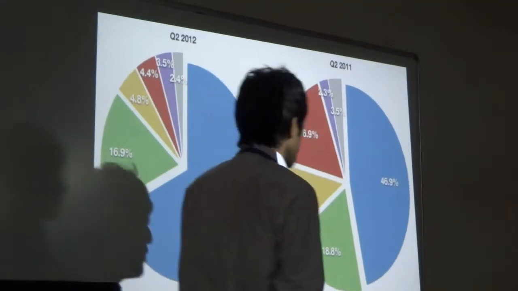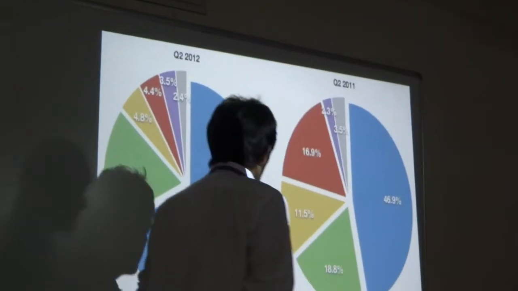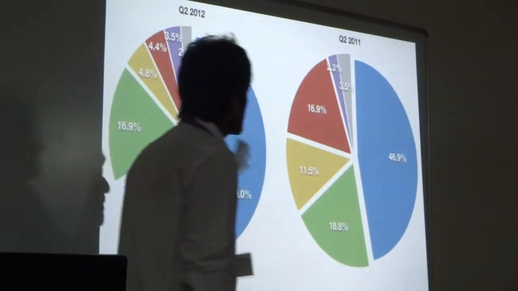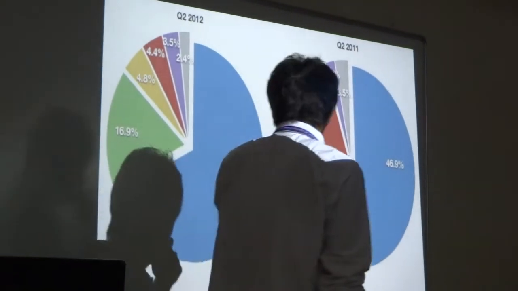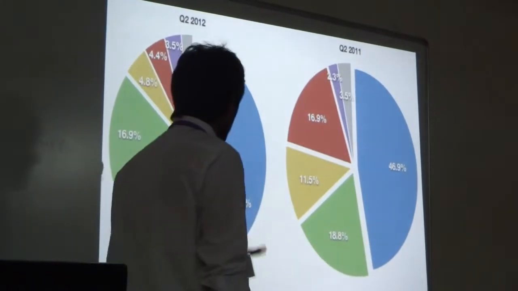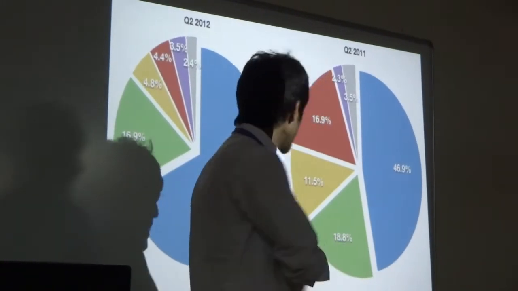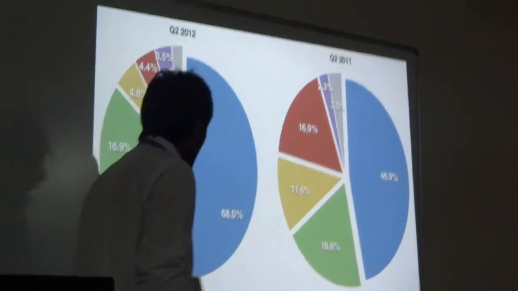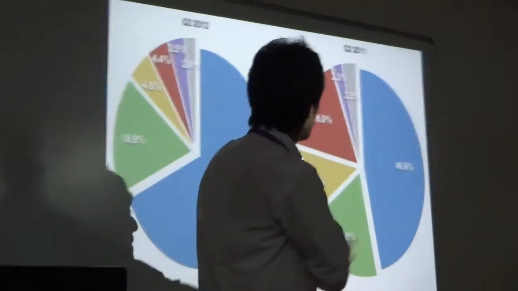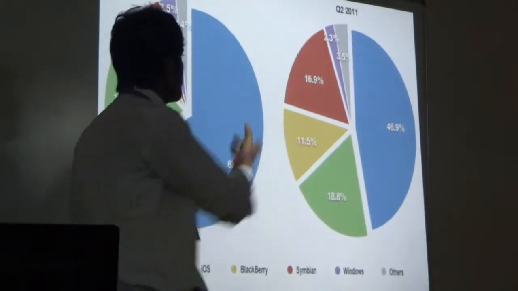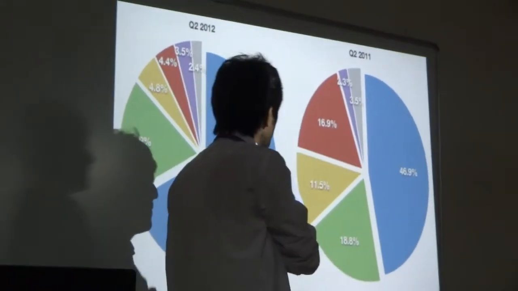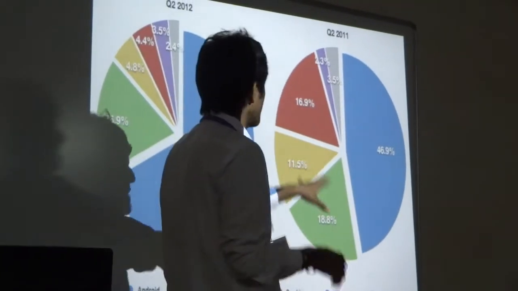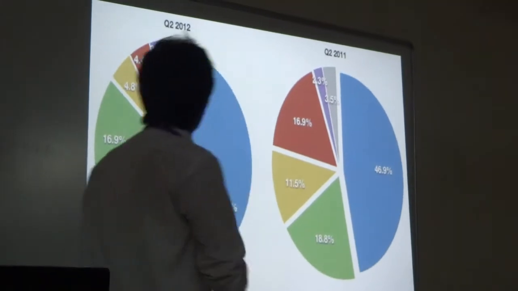18.8 is iPhone operating system. 11.5 was BlackBerry, and 16.9 was Symbian phones. Symbian phones include Nokia phones. Then BlackBerry, as you know, BBM. iOS is 18.8, which is iPhones, and Windows Phone, like Nokia Lumia, is 2.3%. Others that are not classified are 3.5%.